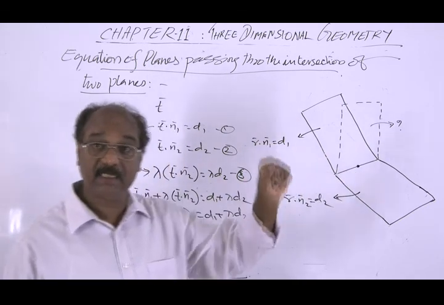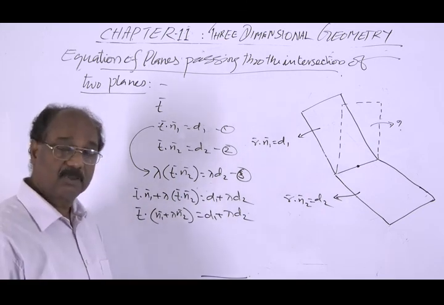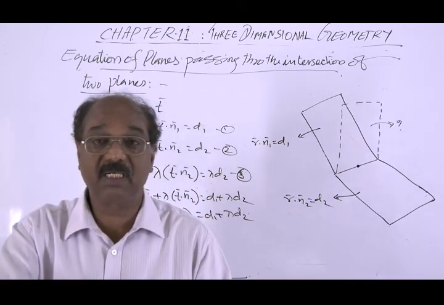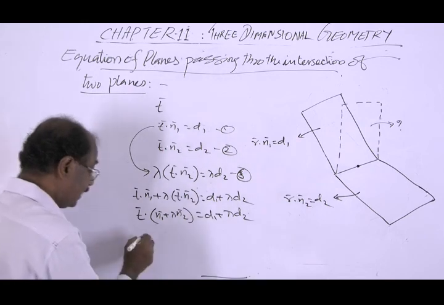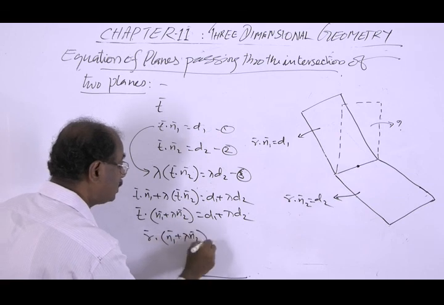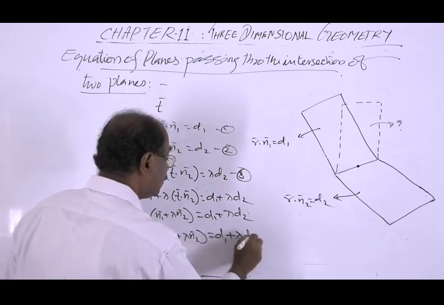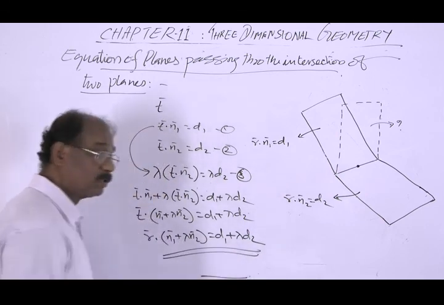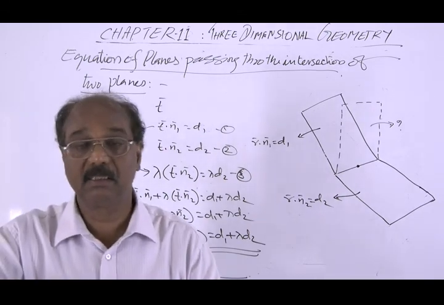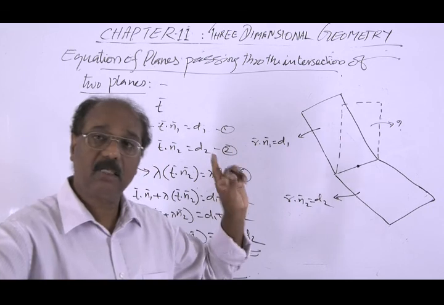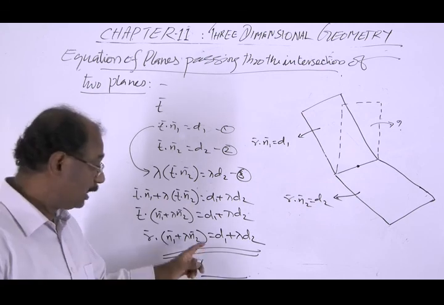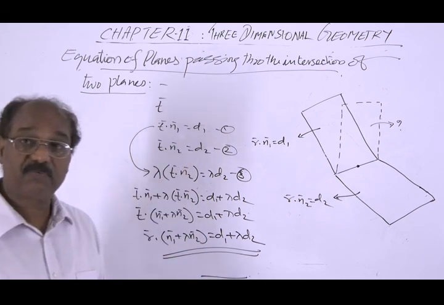Suppose we generalize this. Generalizing means replace t by the general position vector r. So generalizing, we get r dot (n1 plus lambda n2) is equal to d1 plus lambda d2, and this is the required equation of the plane passing through the line of intersection of these two planes. That's all. This is the required equation, and this is in the vector form.